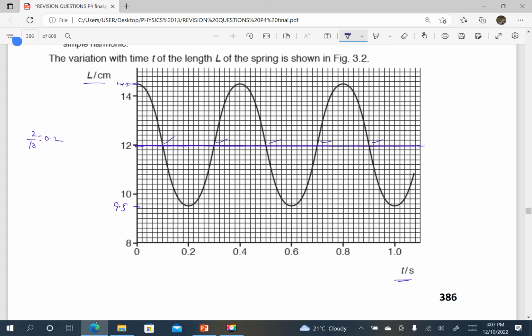But note that when the length is increasing, the body is moving downwards. When the length is decreasing, the body is moving upwards. So this part is upwards because the length is decreasing. This part is downwards because the length is increasing.